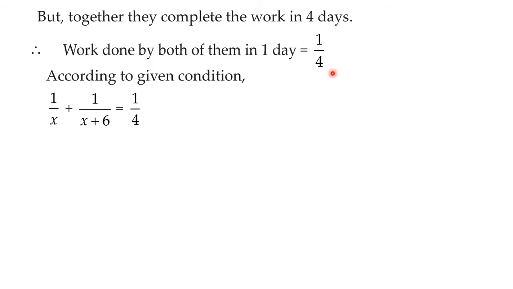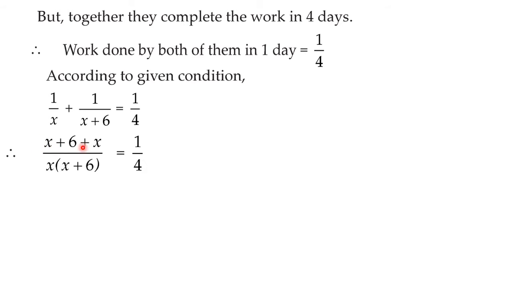So we can write down, according to the given condition, 1 upon x plus 1 upon x plus 6 is equal to 1 upon 4. That means the work done by Nishu and Pintu in one day is equal to 1 upon 4. Why? Because together they take 4 days, and therefore they finish 1/4 part of the work in one day. Now we have to simplify this in order to get a quadratic equation. So here you can go for cross multiplication. x plus 6 into 1 is x plus 6, plus 1 into x is x. And in the denominator we write the product of these. Okay, so this is our next step.